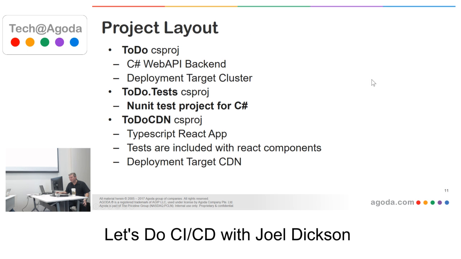Right, so the to-do project is the C# Web API backend. It's got a deployment target of a cluster running IIS. The to-do test project was NUnit.